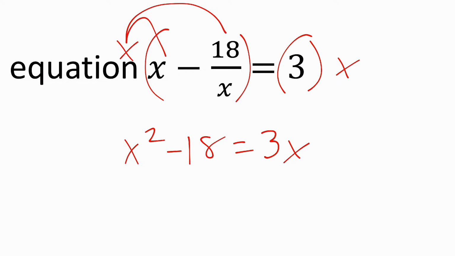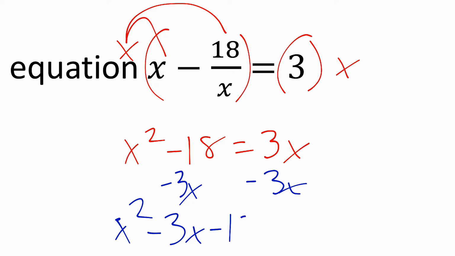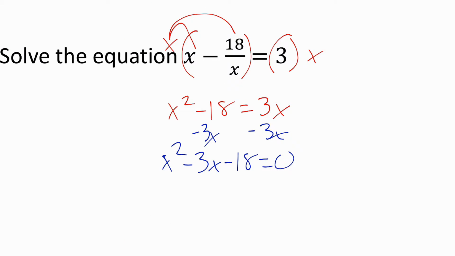What I'm going to suggest is subtract 3x from both sides. Minus 3x on both sides, and we end up with x squared minus 3x minus 18 equals 0. So now it's in a format that we can fairly nicely factor. Since it has a leading coefficient of 1 on the x squared, we look at two terms that multiply to negative 18 and add to negative 3. That's negative 6 and positive 3, all equal to 0.